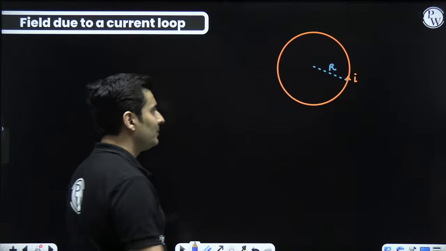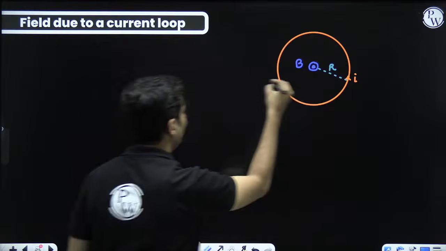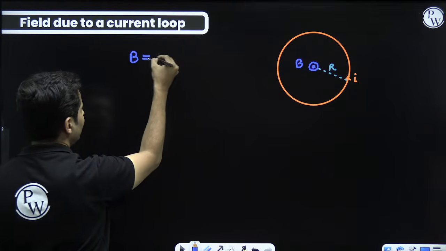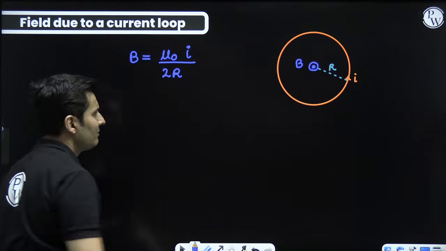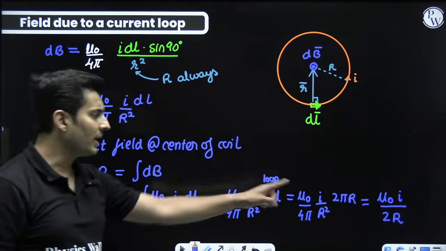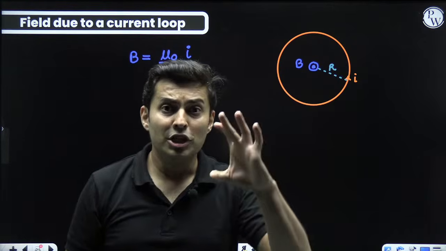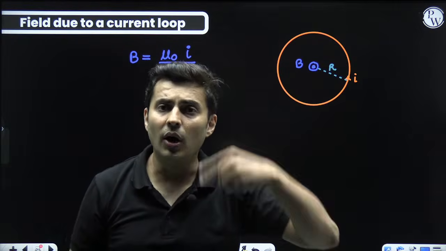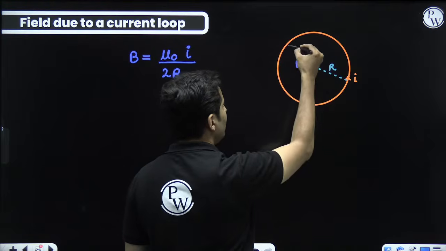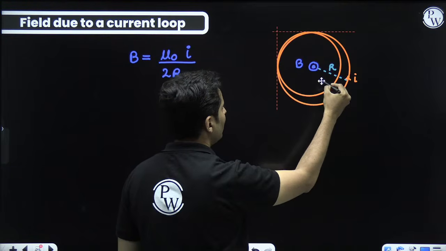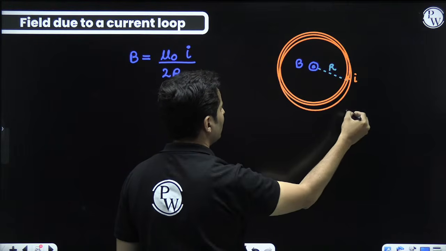So whenever you have a current carrying loop and you want to figure out what is the magnetic field at the center, the magnetic field is simply mu naught into current divided by 2R. That's all. Mu naught into current divided by 2R. Is that clear? But let's say there are n windings on that current loop. Okay, so let's just say there are n number of windings on that particular current loop.